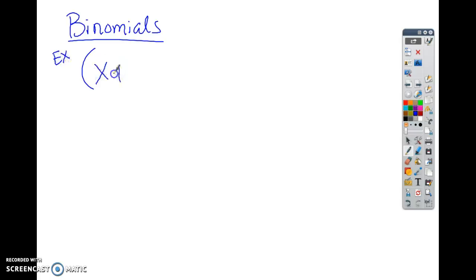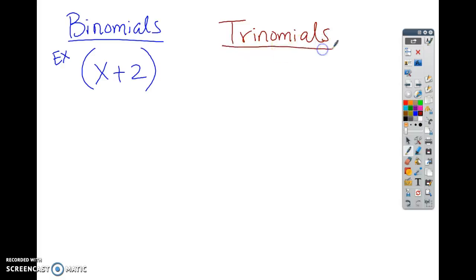Today we're going to be multiplying two binomials, or a binomial times a trinomial. Binomials have two terms. So for example, x plus 2 is a binomial because it has two terms, an x and a 2. Trinomials have three terms. For example, x squared plus 3x minus 4 is a trinomial. Okay, so we're going to be multiplying things that kind of look like that.